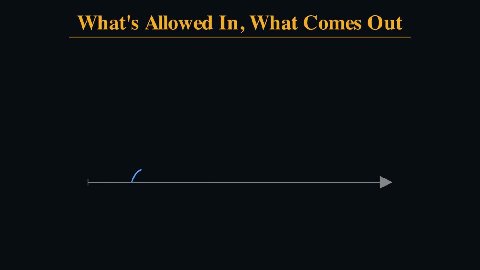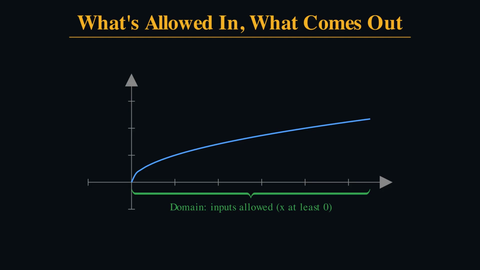Not every machine accepts every input. Take the square root function. You cannot take the square root of a negative number and get a real answer. So its allowed inputs, called the domain, are the numbers from 0 upward, and the set of values it can actually output is called the range. Domain is what is allowed in. Range is what can come out. Keeping these straight will matter the moment we feed data into a model.